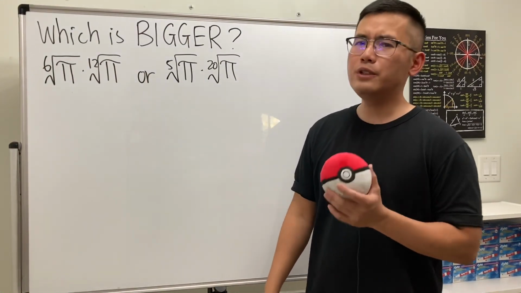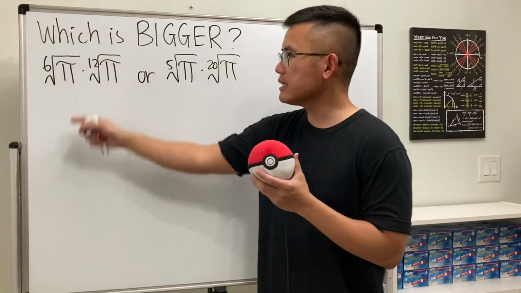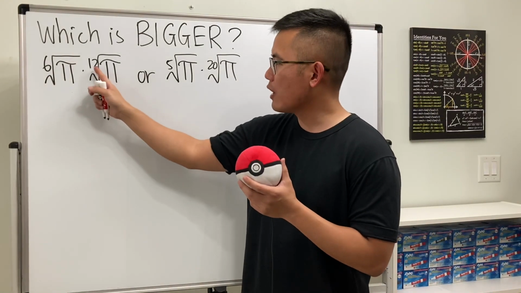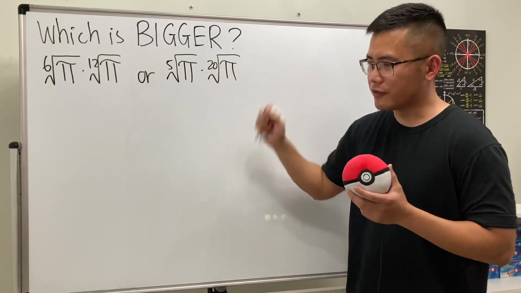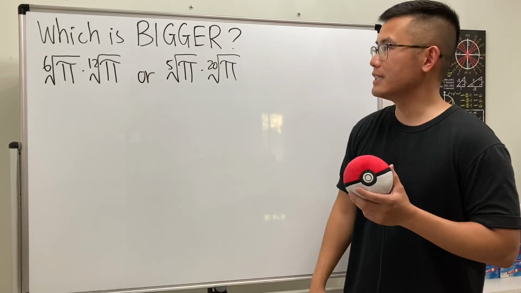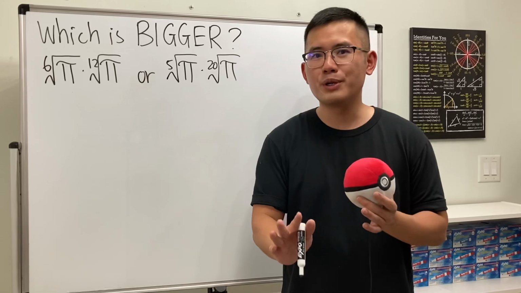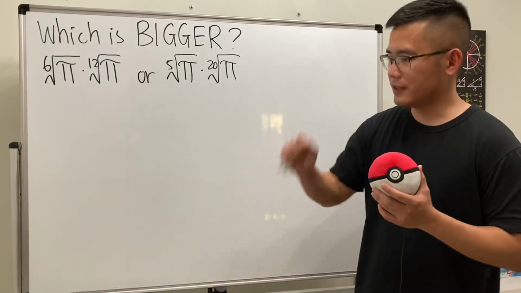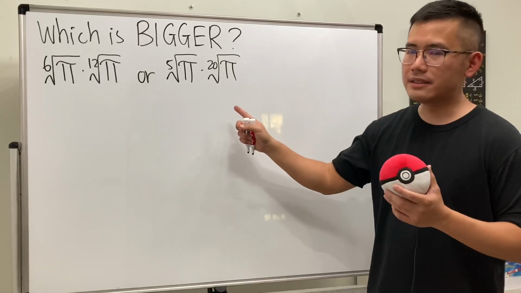Okay, here I have a very interesting question for you guys. Which is bigger? We have to compare the product of the 6th root of pi and the 12th root of pi, and the other product, the 5th root of pi and the 20th root of pi. How do we do it? Well, do not use a calculator, but be sure you pause the video and try it first. Done? Alright, let me tell you guys the answer.